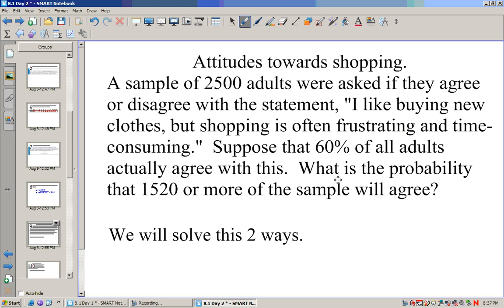All right. Now, there's a study about attitudes for shopping. A sample of 2,500 adults were asked if they agree or disagree with the statement, "I like buying new clothes, but shopping is often frustrating and time-consuming." Assume that 60% of adults actually agree with this. What is the probability that 1,520 or more of the sample will agree? Let's solve this in two ways.